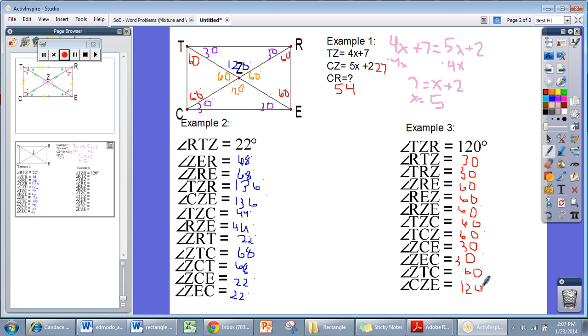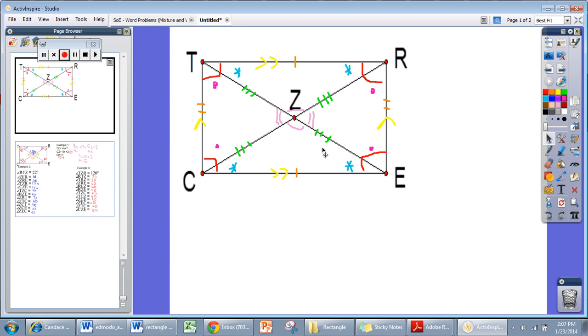All right, I hope those few examples helped. Just keep in mind this picture right here. That'll help you figure out pretty much everything when it comes to rectangles. The important thing to remember about rectangles is they are parallelograms with 4 right angles, and their diagonals are congruent.